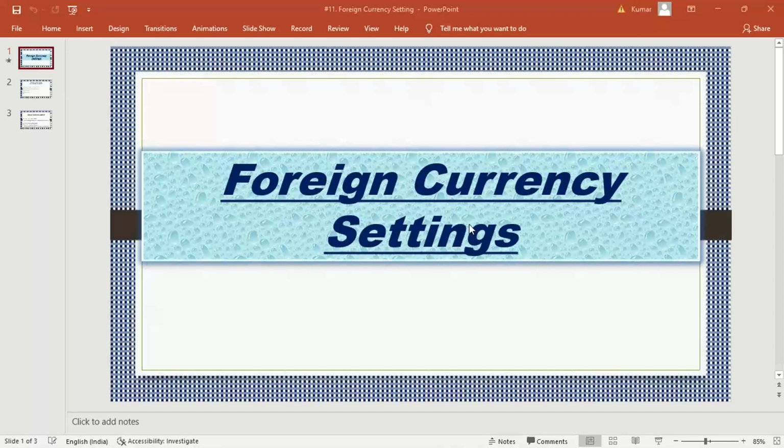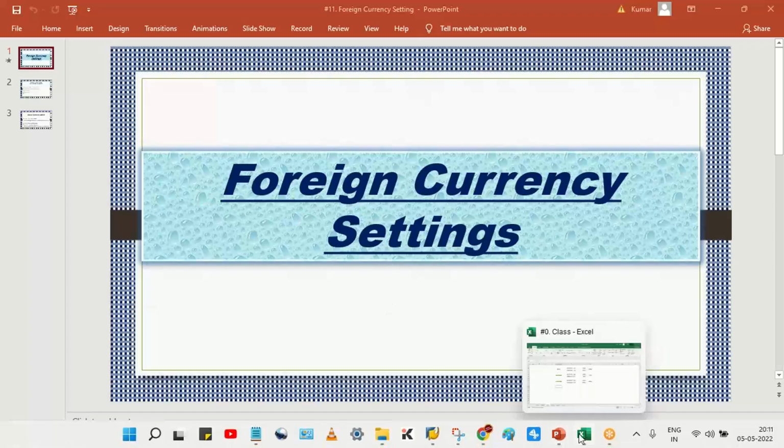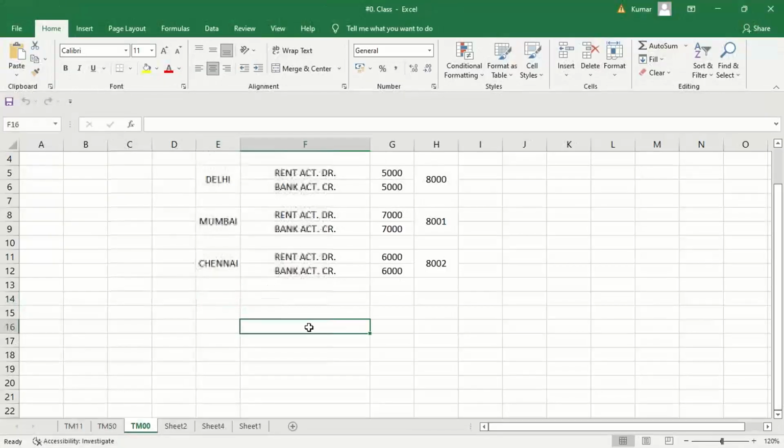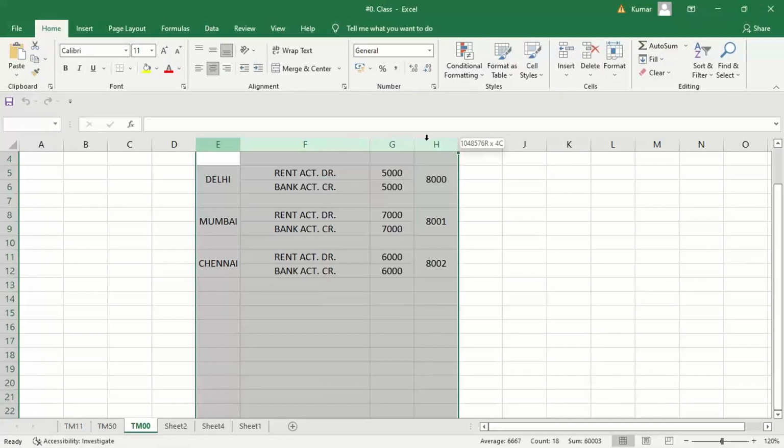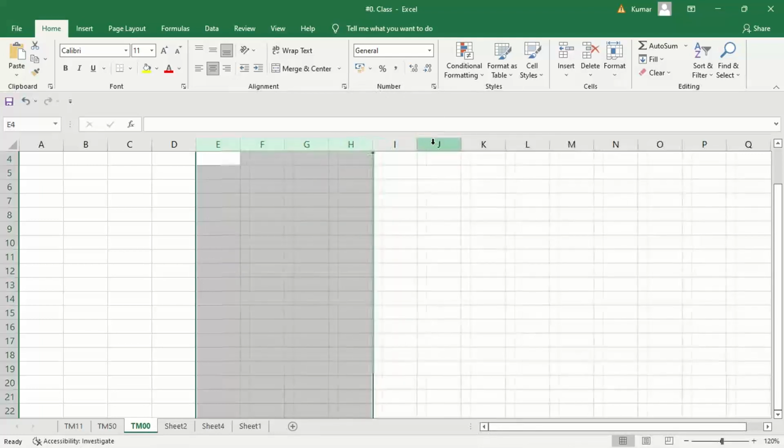So here in this session, we'll explain foreign currency settings. Now, I'll tell you guys, nowadays, whatever the organizations are there, almost every organization, right?